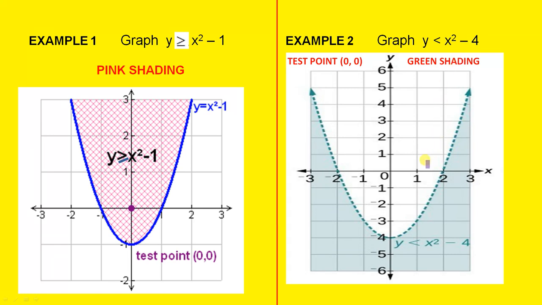It's actually false. Whenever the answer is false, we shade the other region. And that's why we've shaded the region out here, because this region does not include the point 0, 0, and hence that is the answer. So let's move on to the next slide now.